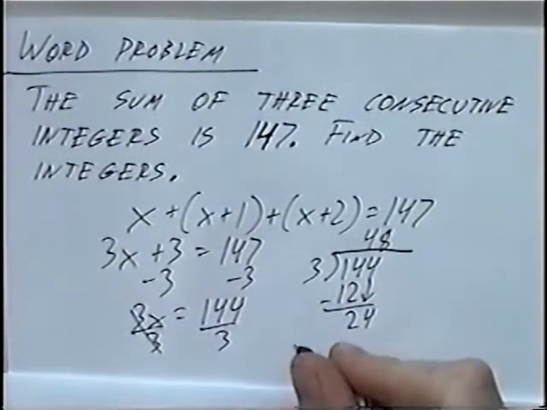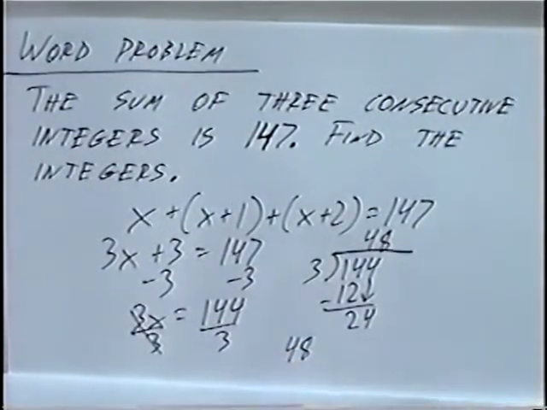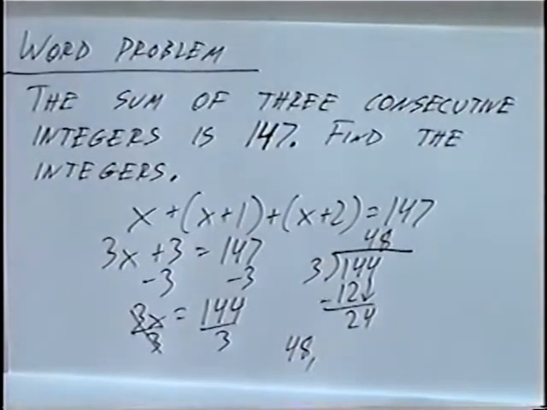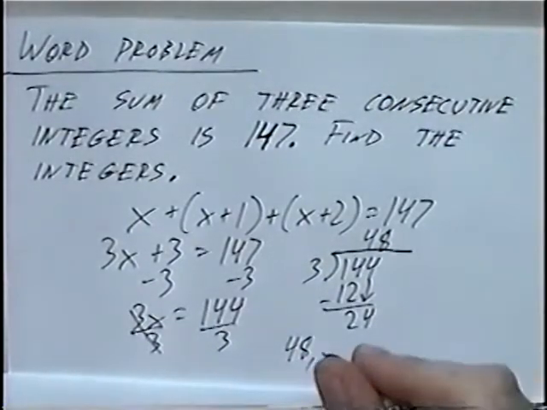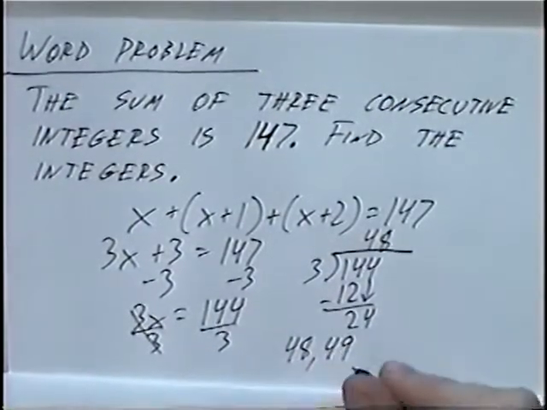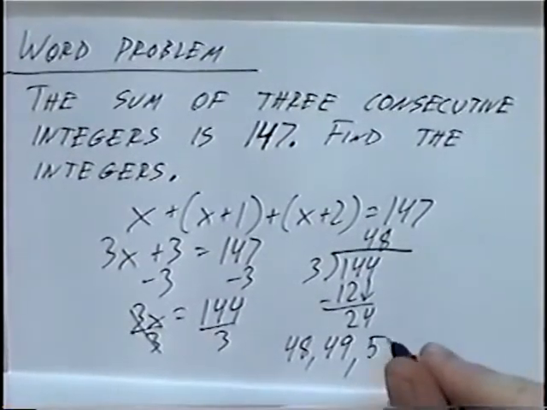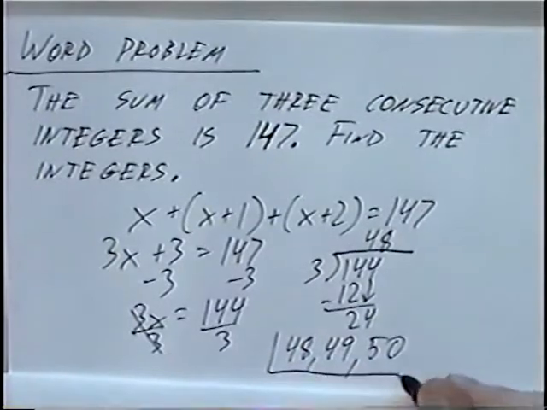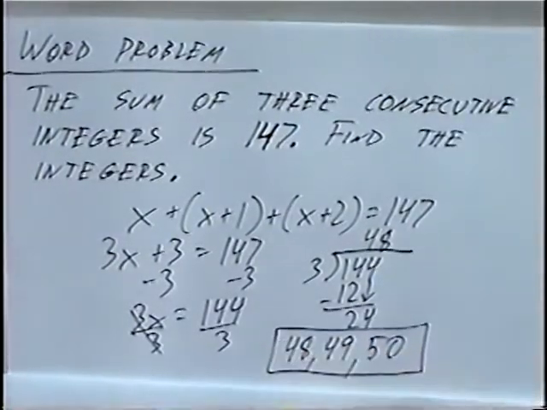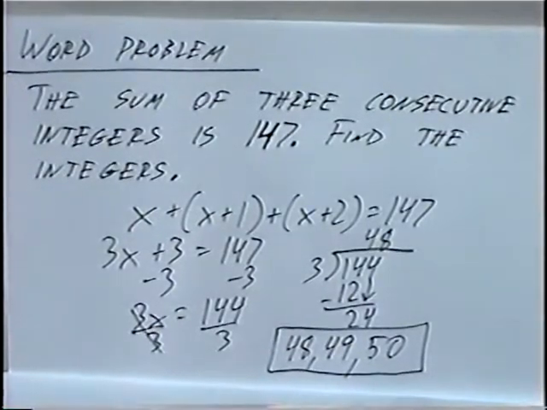So our first number, 48, is the first integer. The next consecutive integer, the number after 48, is 49. And the third integer, the number after 49, would be 50. So the three consecutive integers that add up to 147 are 48, 49, and 50.